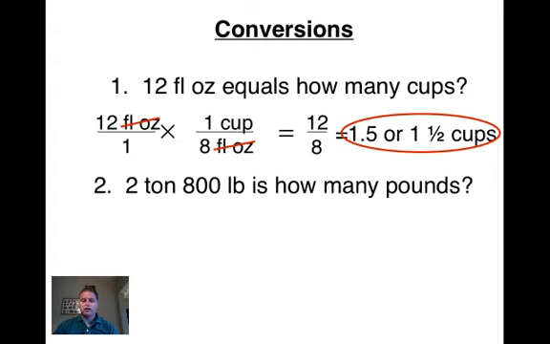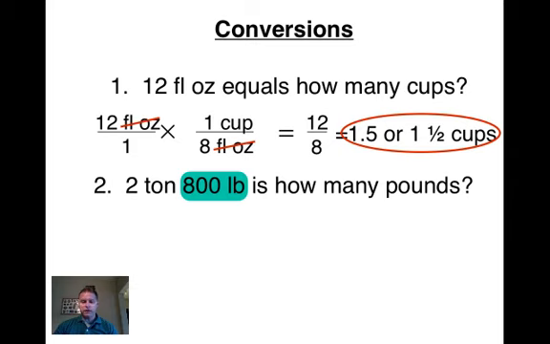Number 2, 2 tons, 800 pounds is how many pounds? So we need to convert all of this to pounds. But we already know that we have 800 pounds. So we're going to put that off to the side for right now. And let's just convert the tons to pounds.